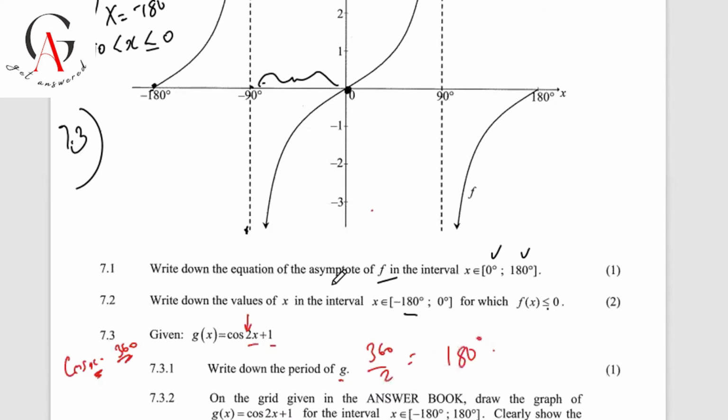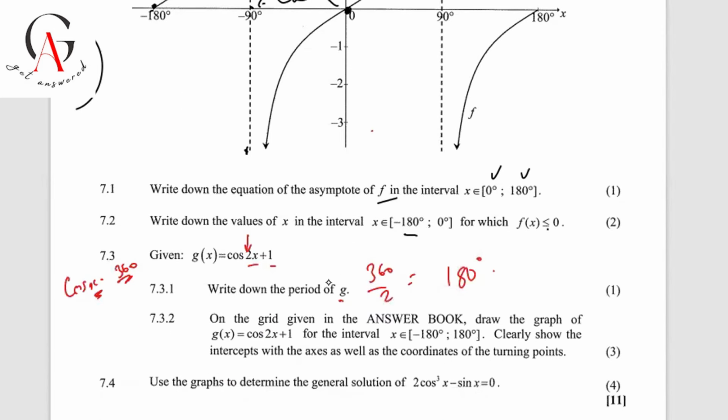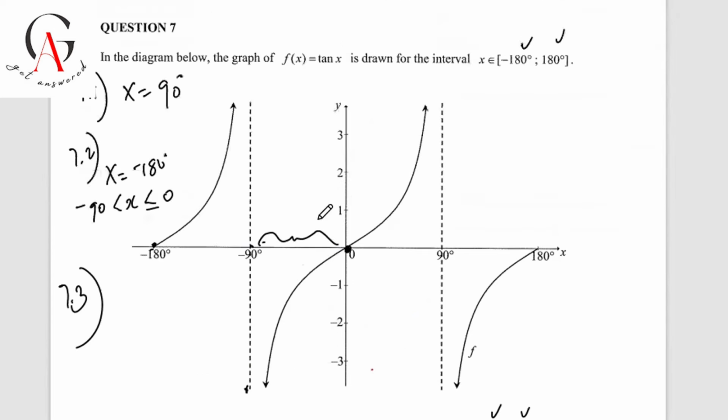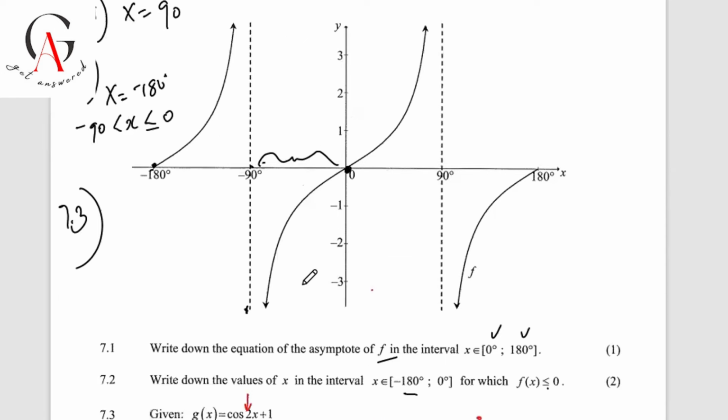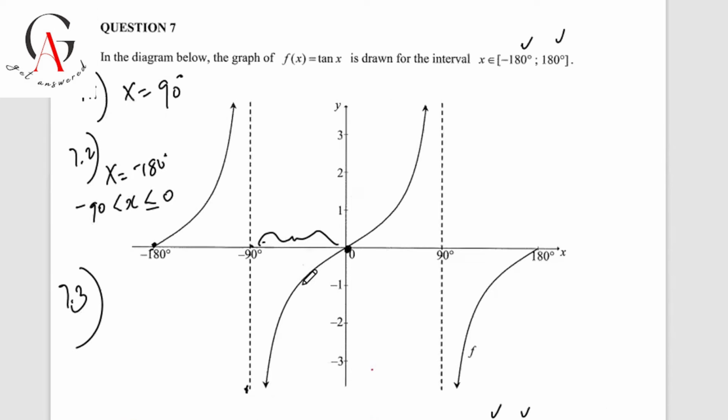7.3.2, I'm just going to plot it there. On the grid in the answer book, they want us to draw this graph using the same interval. We must show the intercepts as well as the coordinates of the turning points. So just follow the same criteria of how you plot your graphs with the calculator: Mode, and then Table, and then punch in everything. Because these intervals of 90 are so big, I used 45 as my step. This helps me in quickly having a smooth graph.